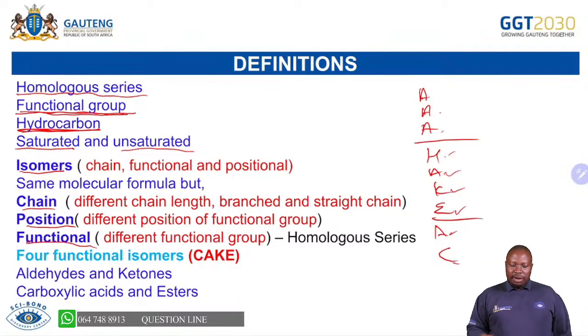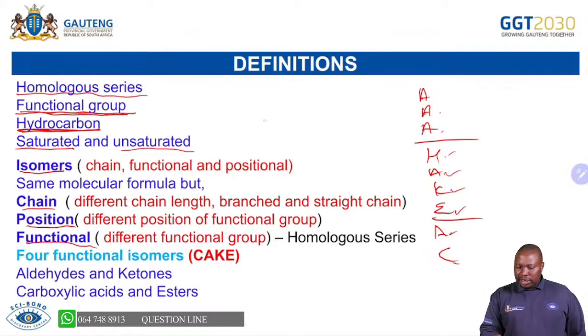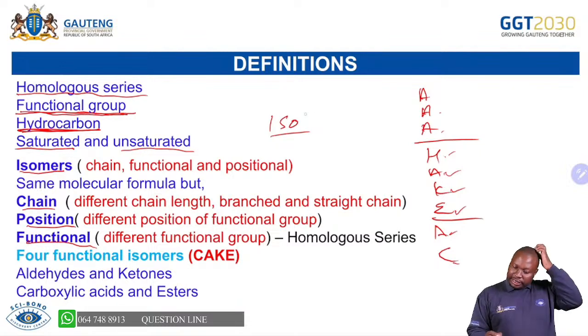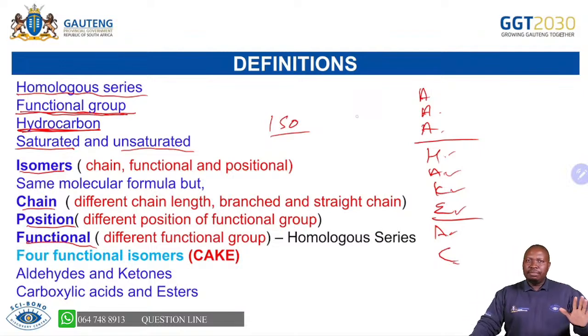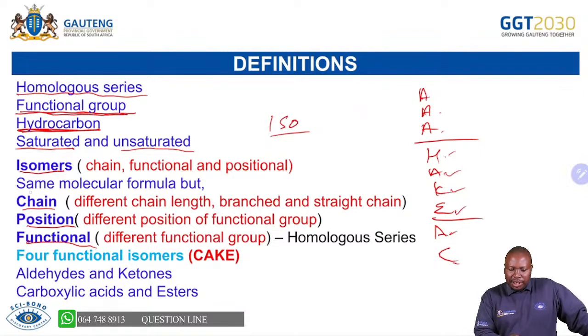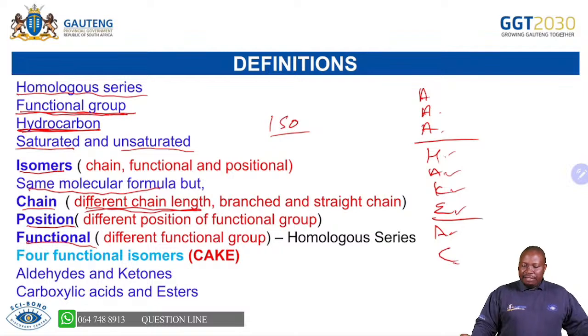Remember, with the chain isomers, iso means same, so don't forget that. So same molecular formula. So you all the time remember that isomers have the same molecular formula. All of them have the same molecular formula. So you are able to say chain isomers have the same molecular formula, but a different type of chain. Different type of chain, and then you are able to say it can be branched, the other one can be a straight chain.